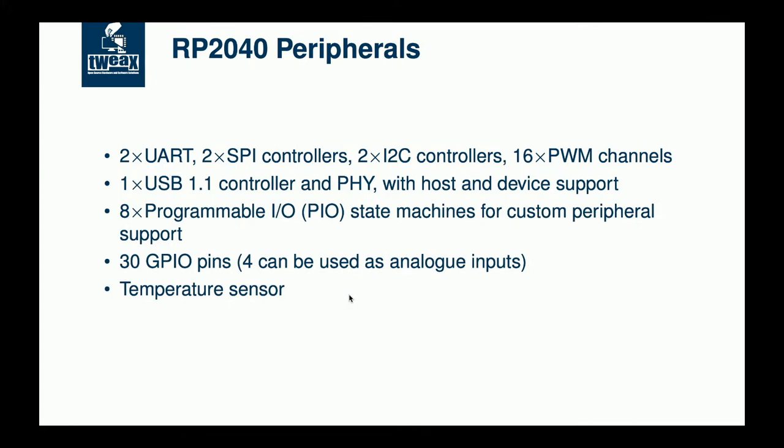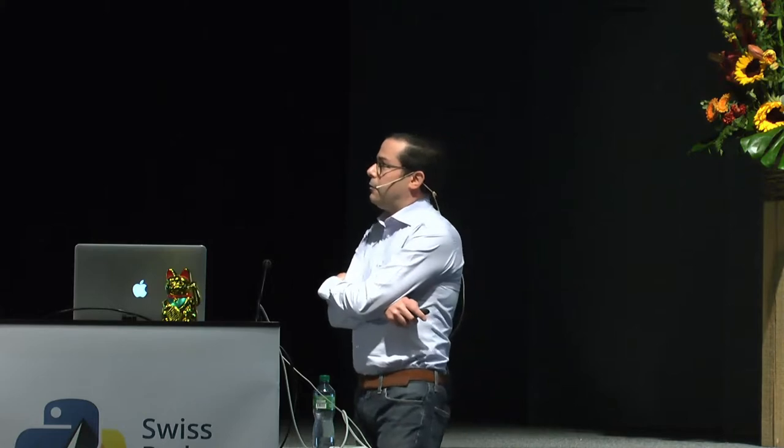Regarding the peripherals, as with all microcontrollers, there are some standard interfaces like UART, SPI controllers, I2C controllers, and 16 pulse width modulation channels. There is a USB 1.1 controller with host and device support, so that allows you to easily connect it to a PC and just drop the firmware on the file system that appears, and then you run. It's really very easy and trivial to use. There are 30 GPIO pins, of which 4 can be used as analog inputs, and there is an onboard temperature sensor.